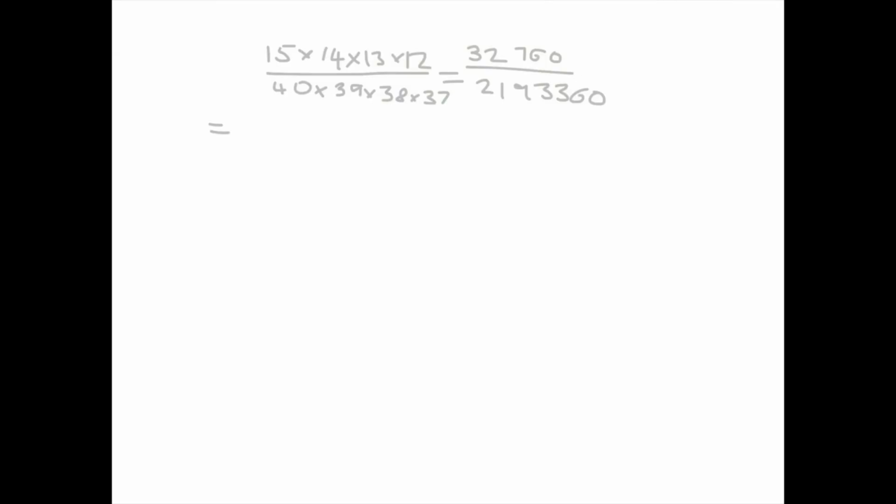Here's how. First we need to multiply the numerators and denominators and put the numbers over each other. This is 32,760 divided by 2,193,360, which equals 0.0149. Then you multiply it by 100 to find the percentage, which is 1.49%.